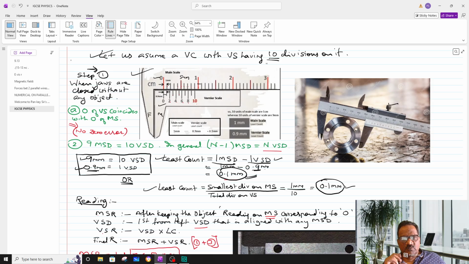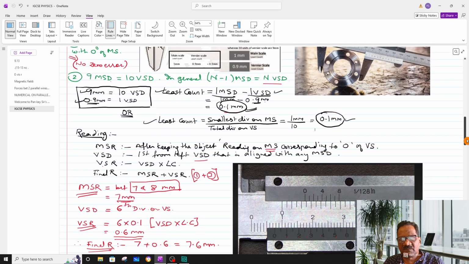So to take the reading, you have to take the reading in 4 steps. Now what are the 4 steps, I'll tell you. This is step number 1: main scale reading. You have to find out the main scale reading. What is the main scale reading? I have written here. After keeping the object and fixing the clamp, the reading on the main scale corresponding to the 0 of the vernier scale is nothing but the main scale reading.